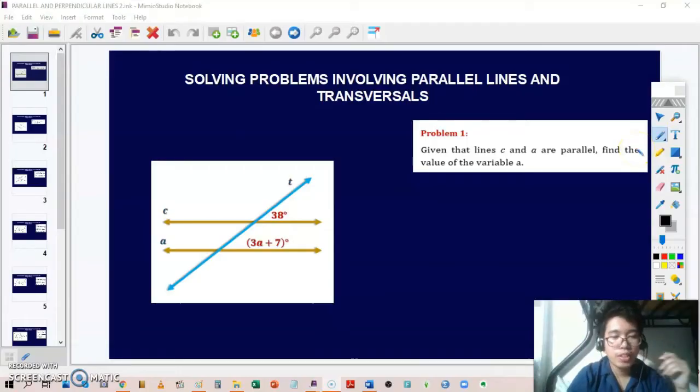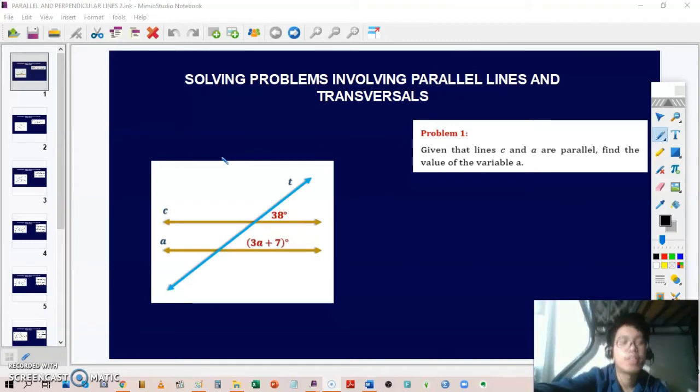So after proving different properties of parallel lines that are cut by transversal lines, we will now move forward into solving problems involving parallel lines and transversals. This is probably one of the easiest parts of our lesson, because this has already been discussed when we were in the 7th grade. But let's try to do a quick review on what we know.